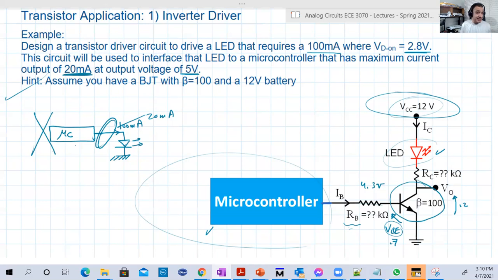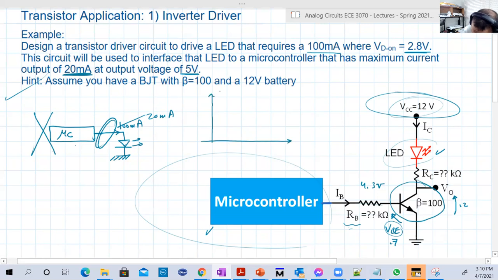So let's draw the relation between IC and IB. We know that the relation between IC and IB is linear. IC is equal to beta IB in the active region. So it's like this.